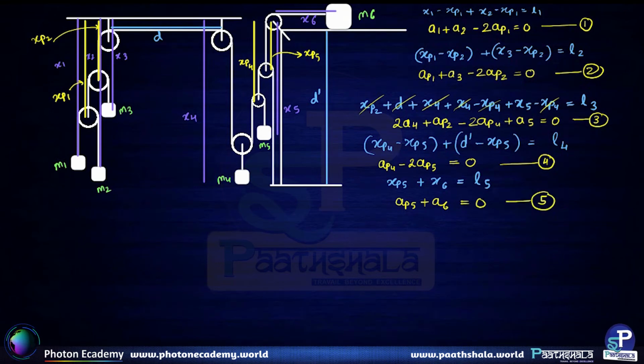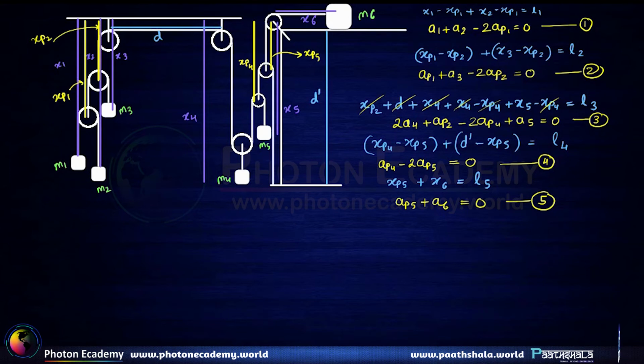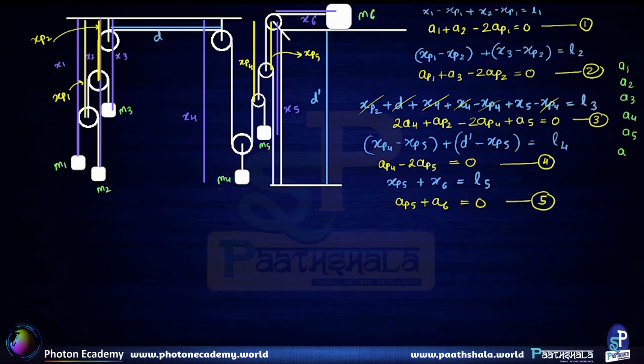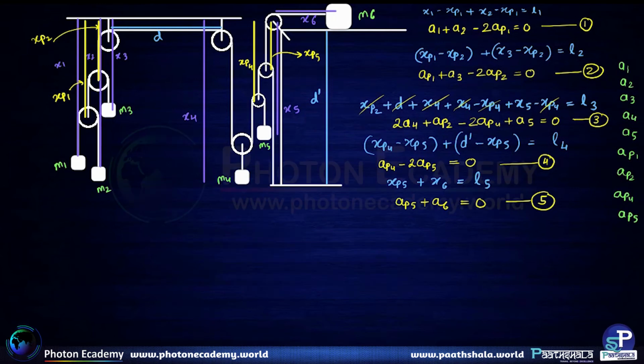Let us analyze and write down what are the unknowns. So the unknowns till now are A1, A2, A3, A4, A5, AP1, AP2, AP4, AP5. So you have got 5 unknowns and then additionally 4. So basically till now we have written down a total of 9 unknowns.